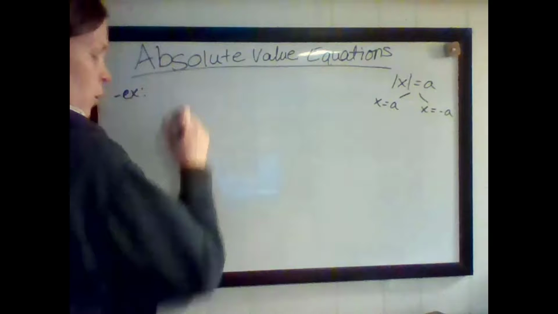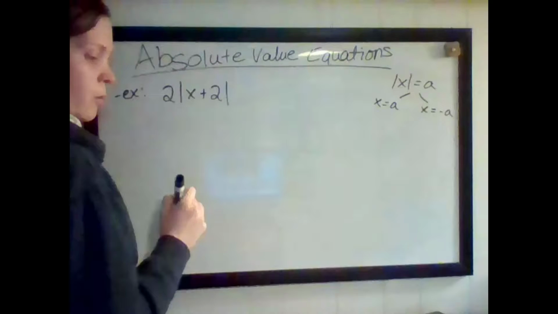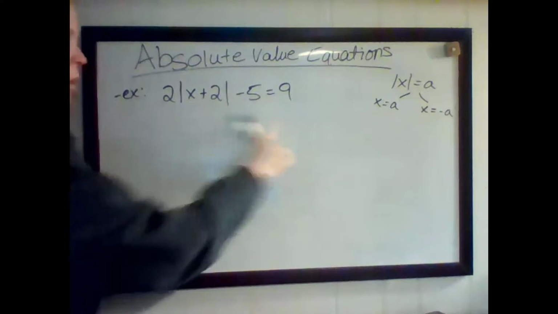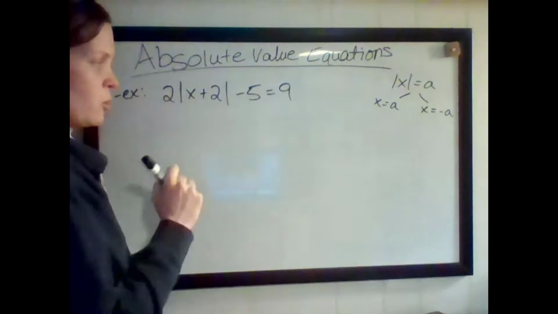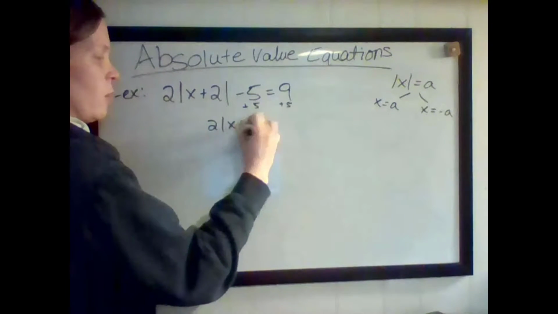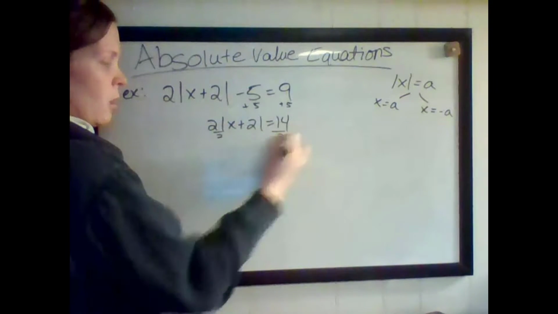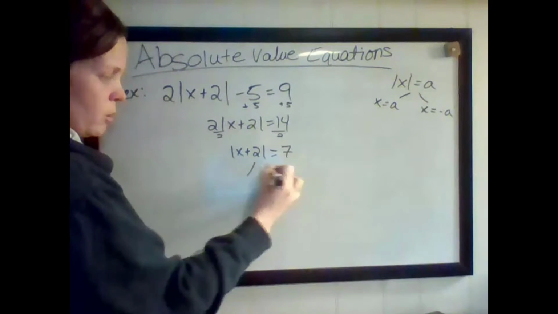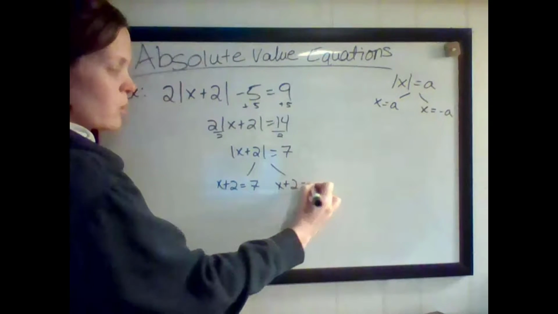Okay, so how about 2 absolute value of x plus 2, minus 5 equals 9. Notice I can't use my rule yet until I get the absolute value of x plus 2 alone first. So if I add the 5 over, 2 absolute value of x plus 2 equals 14. Divide by 2 on both sides. Absolute value of x plus 2 equals 7. So now the absolute value part is alone. I can split it up: x plus 2 equals 7, and x plus 2 equals negative 7.